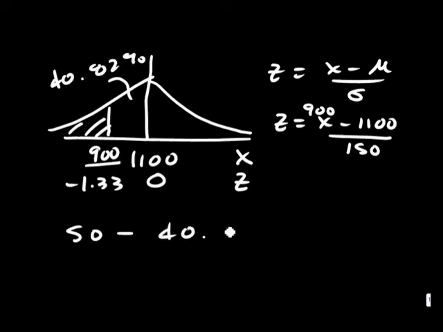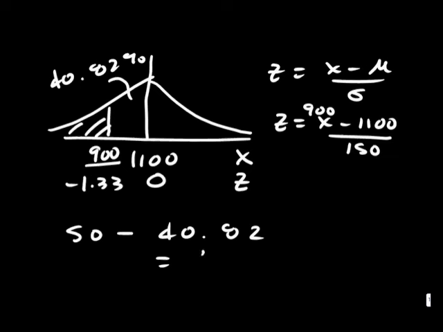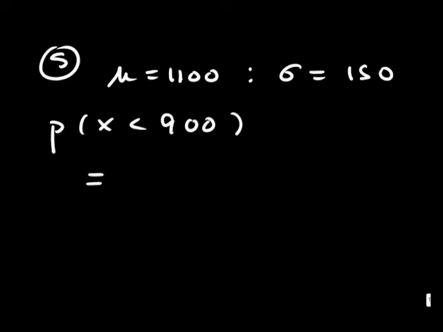So our 50 minus 40.82 gives us 9.18%. That is, 9.18% of the bow is shaded in a left tail. That means, as a probability, it is 0.0918 for an answer.